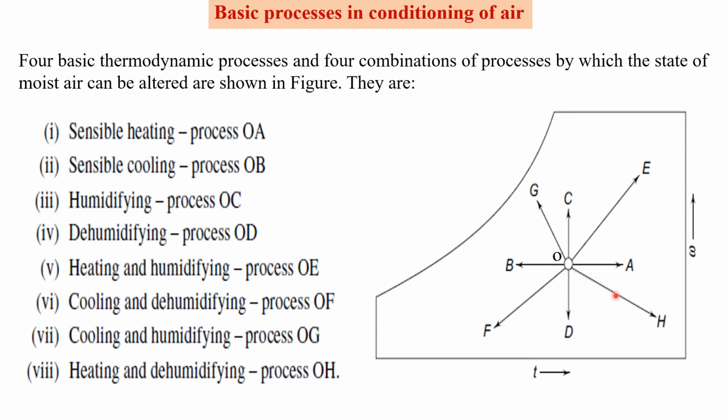Moving along the path O to H, it basically invites an increase in the dry bulb temperature of the air and the removal of the moisture content. So this is nothing but the heating and dehumidification process. Now we will discuss all these processes one by one in greater detail.